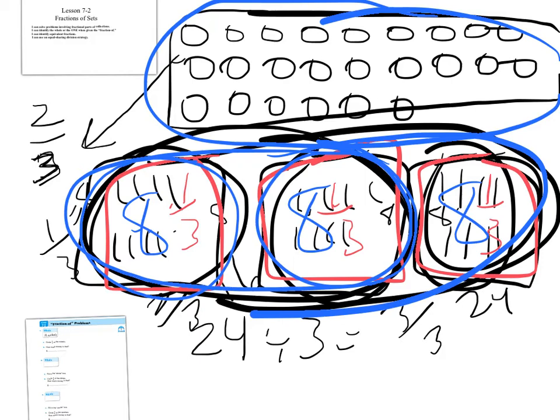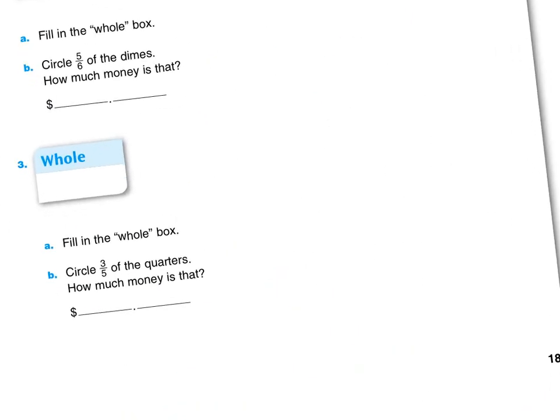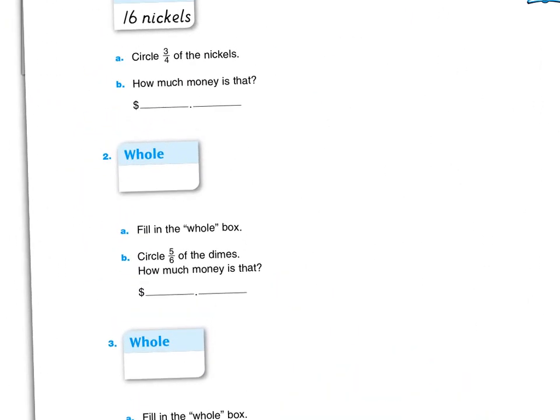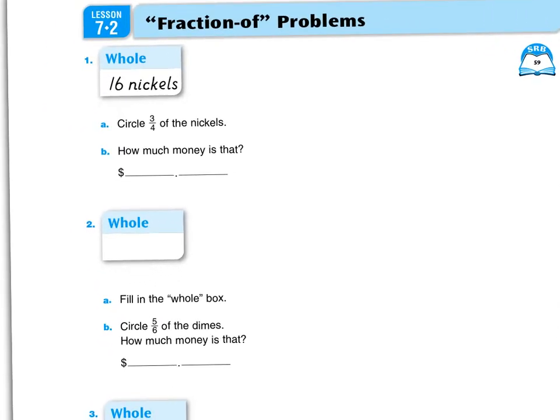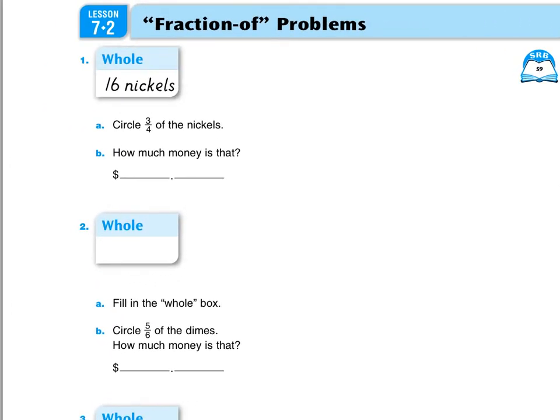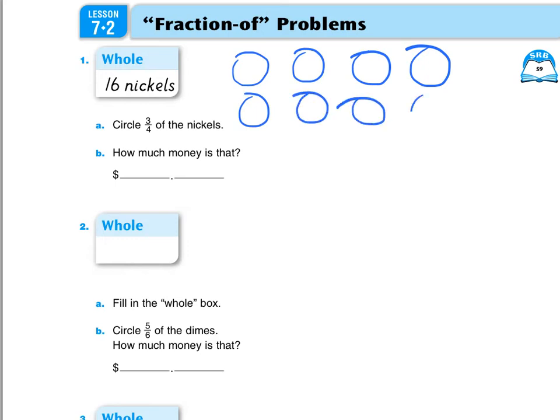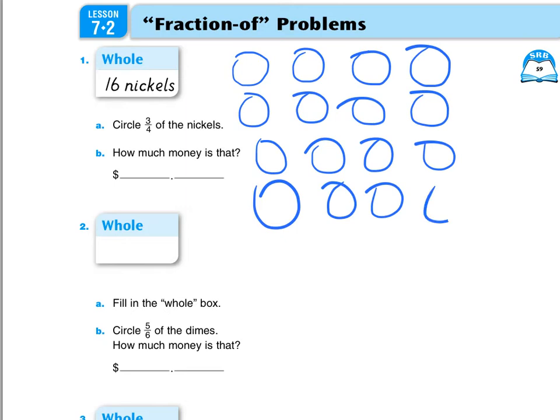So let's turn to your math journal. I want you to go to page 189. The first thing tells you the whole. It says you want to circle 3/4 of the nickels. It says 16 nickels. So 1, 2, 3, 4, 5, 6, 7, 8, 9, 10, 11, 12, 13, 14, 15, 16 nickels. It says circle 3/4 of the nickels.